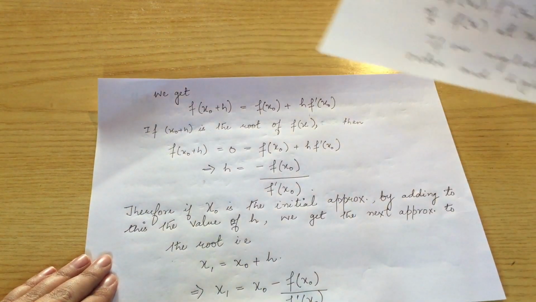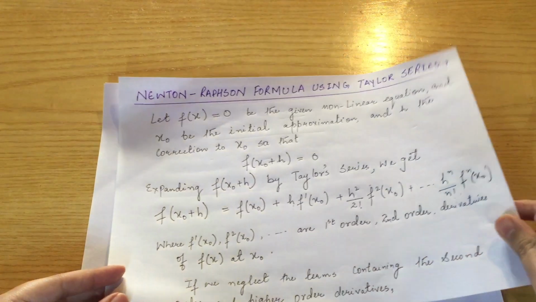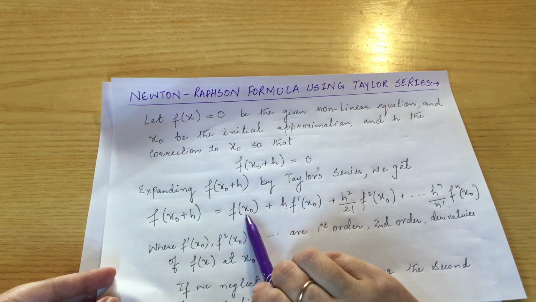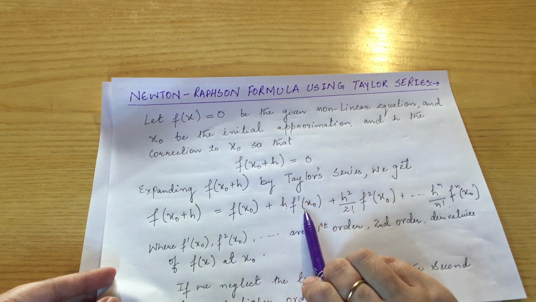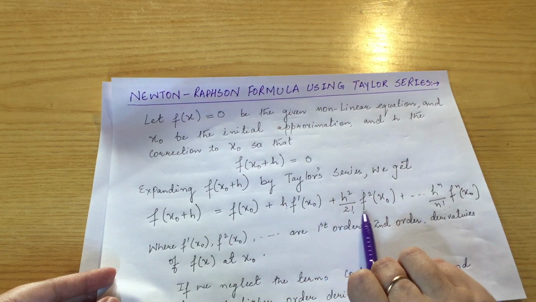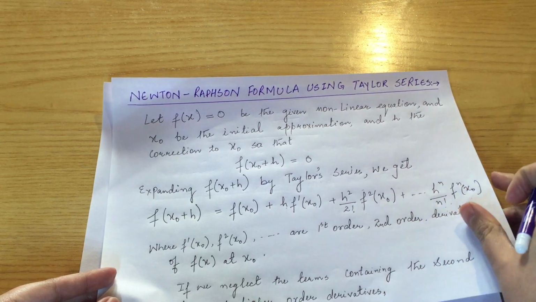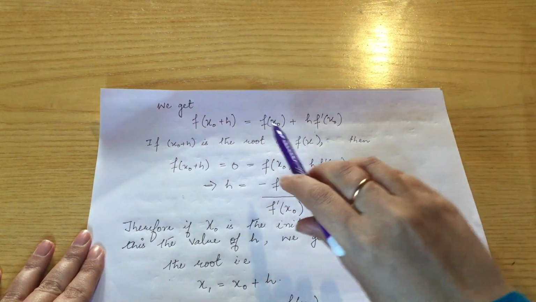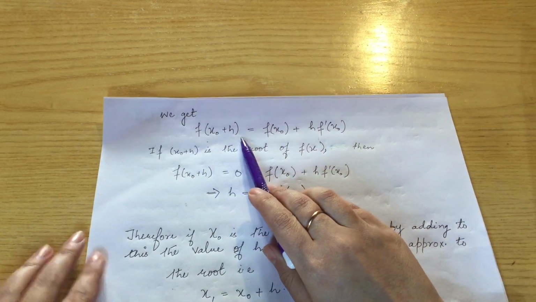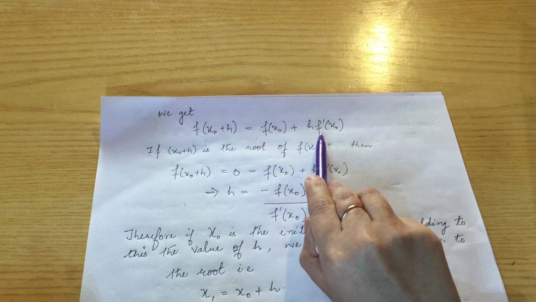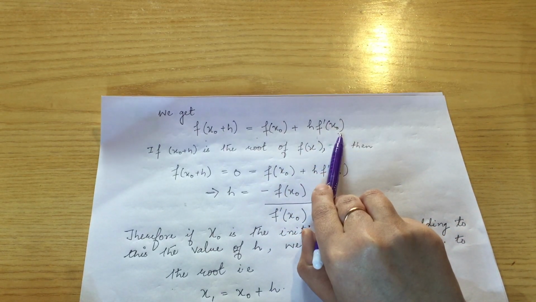So our formula will be, then therefore we will get f of x0 plus h will be equal to f of x0 plus h f dash of x0, because all these terms we are neglecting because they are the higher order derivatives, so we are neglecting them. So if we get f of x0 plus h will be equal to f of x0 plus h f dash of x0.